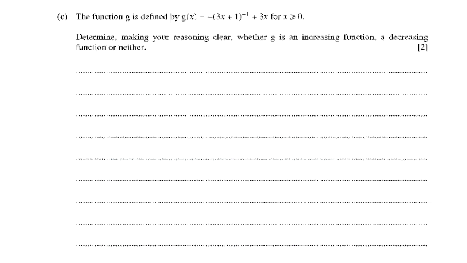All right, and the last question. The function g is defined by g(x) = negative 3(x plus 1)^(-1) plus 3x, which is very familiar. It's related to the first part. Determine, making your reasoning clear, whether g is an increasing function, a decreasing function, or neither. Okay, so increasing, decreasing, it's talking about the gradient. If the gradient is positive, it's increasing. If the gradient is negative, it's decreasing. If the gradient's horizontal, it's neither.